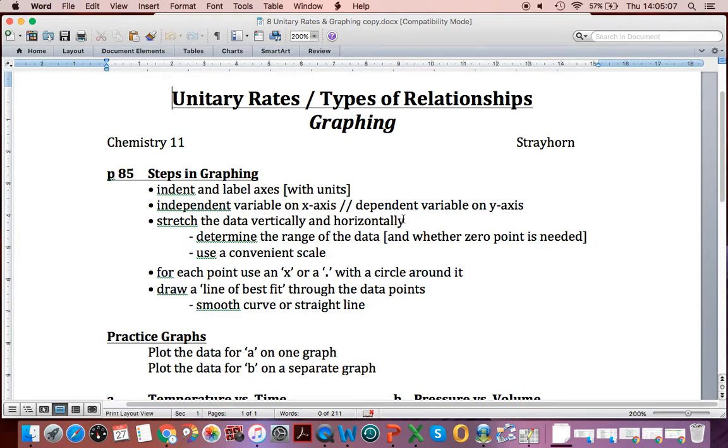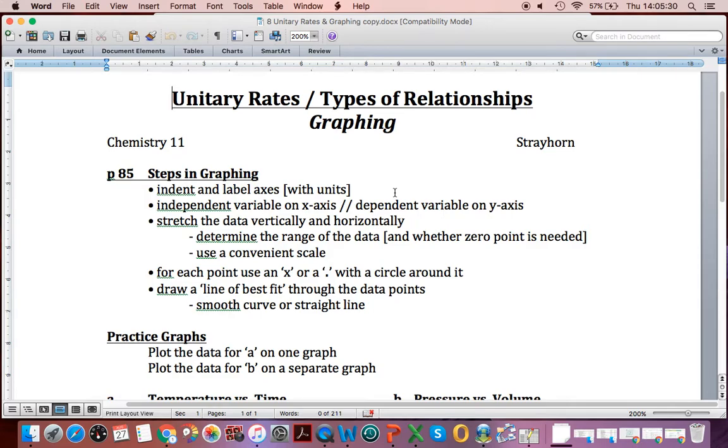What you're going to do is darken the axes with a ruler, the x and the y axis. The independent variable typically goes on the x-axis. That's the one you control. That's the one you're deciding on how frequently you're going to make a measurement. Dependent variable is called dependent because it depends on that variable. X dictates what you get on the y-axis.